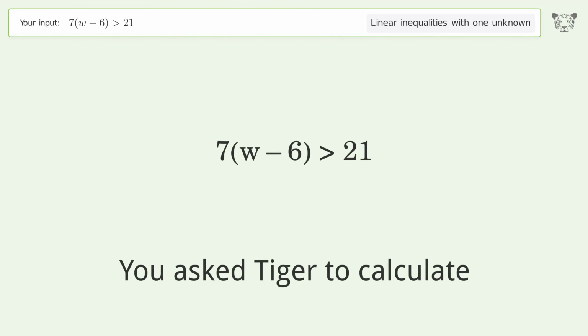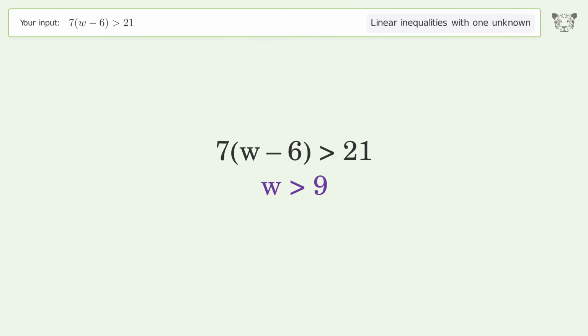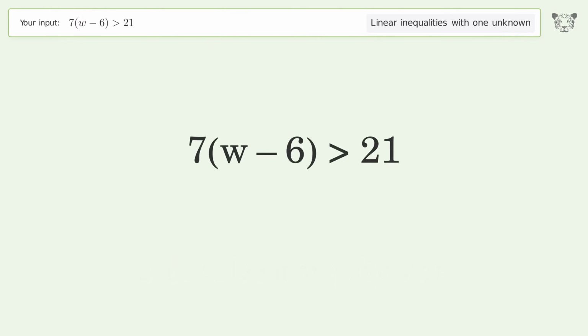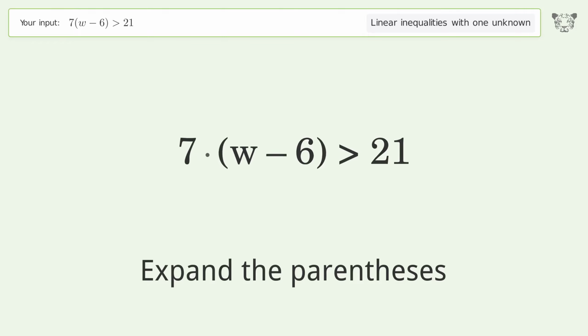You ask Tiger to calculate. This deals with linear inequalities with one unknown. The final result is w greater than 9. Let's solve it step by step. Simplify the expression. Expand the parentheses.